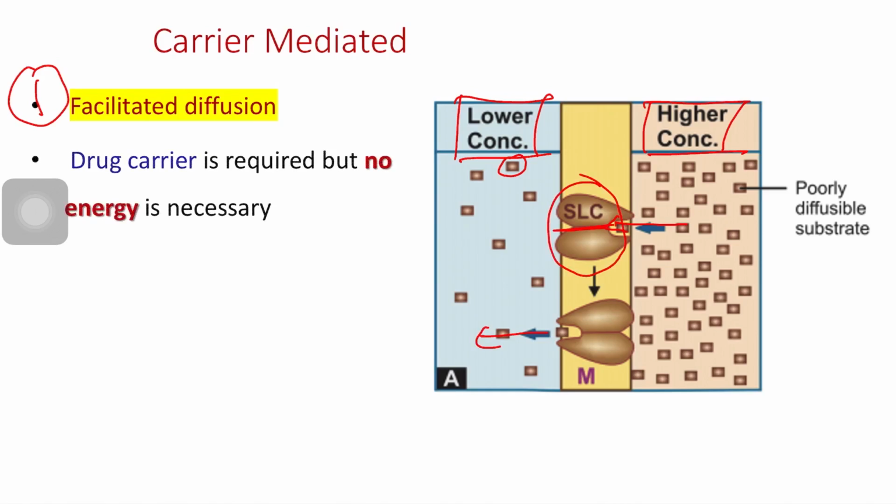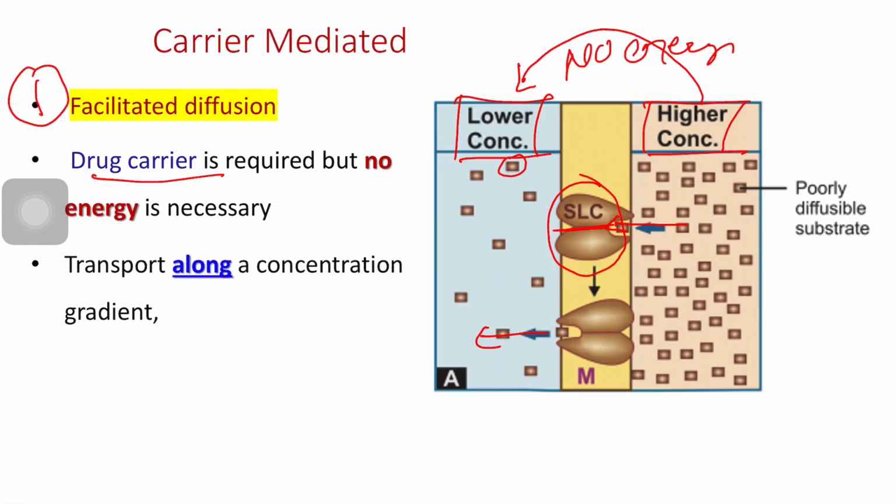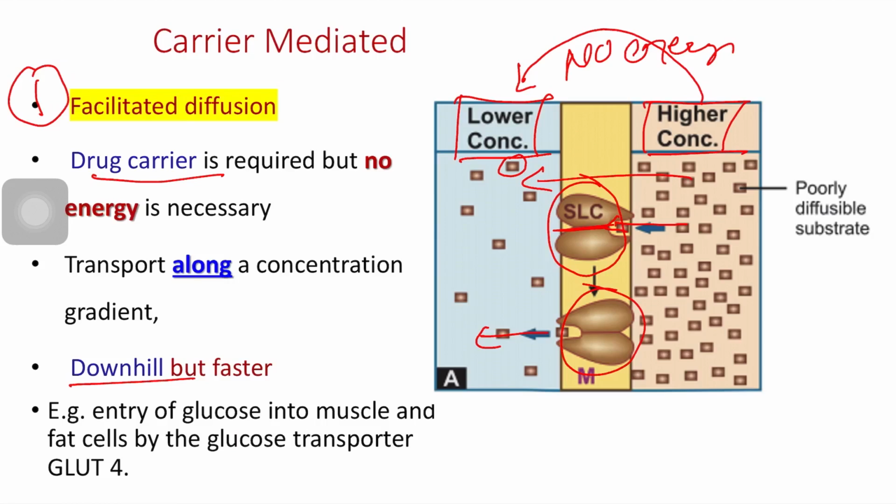So a drug carrier is needed here, but no energy is needed, because the drug is going from higher concentration to lower concentration. Transport is along the concentration gradient, and it's a downhill movement. It's as simple as passive diffusion, but in passive diffusion no carrier was required, whereas here the carrier is required. An example is the entry of glucose into the muscle cells with the help of special transporters called GLUT4 transporters.